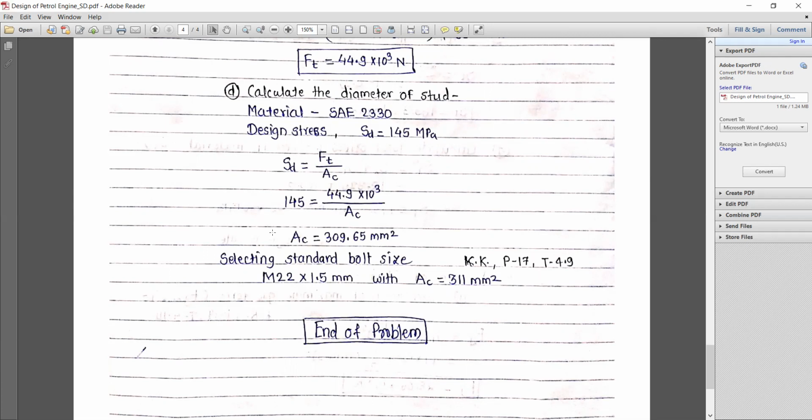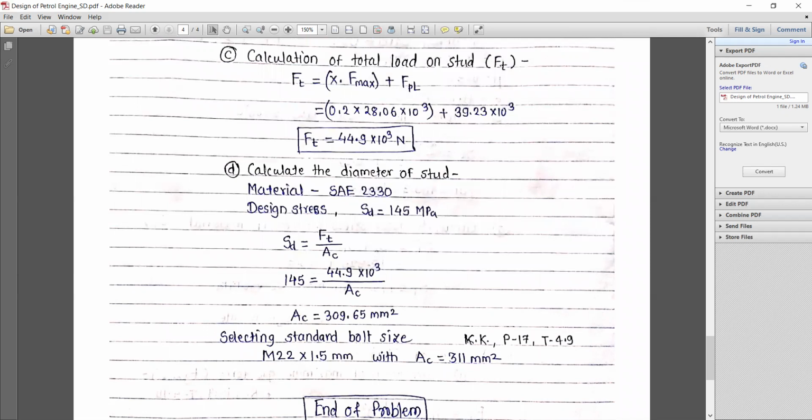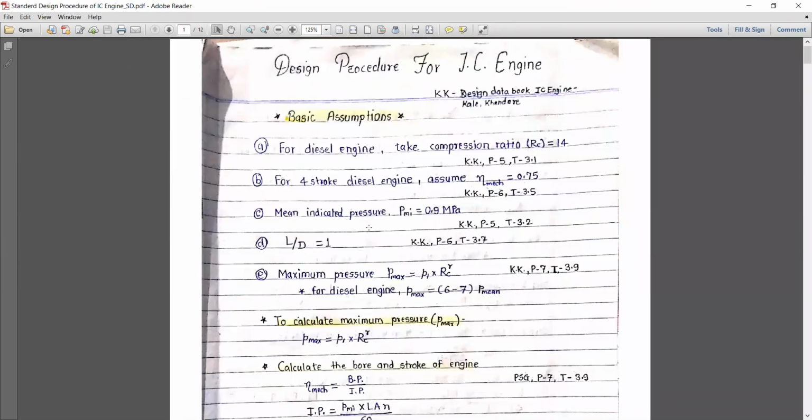So it is very simple to design, as you can just follow the procedure, which is a standard procedure. I have shared the link in the description box, so you are able to design any type of IC engine. It may be petrol or diesel. The design procedure will be the same, only a few parameters will change. Those parameters you can easily find over here.